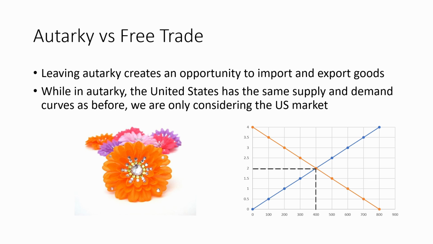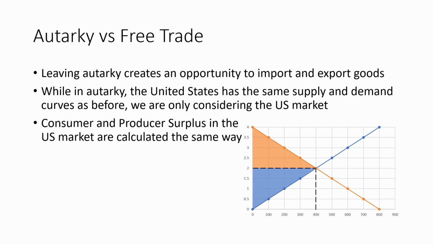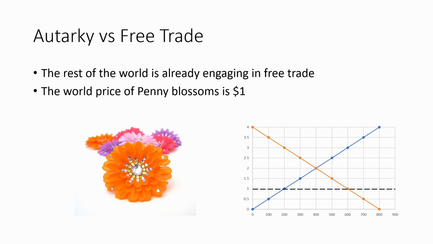So while in autarky, the United States has the same supply and demand curves as before, we're only considering the United States market. Here we have the market for penny blossoms. We can see consumer surplus, producer surplus, and our price is $2, and we make 400 penny blossoms here in the United States. The rest of the world is already engaging in free trade, and the world price of penny blossoms is $1. So here we have the price in the rest of the world over top of the market in the United States for penny blossoms.